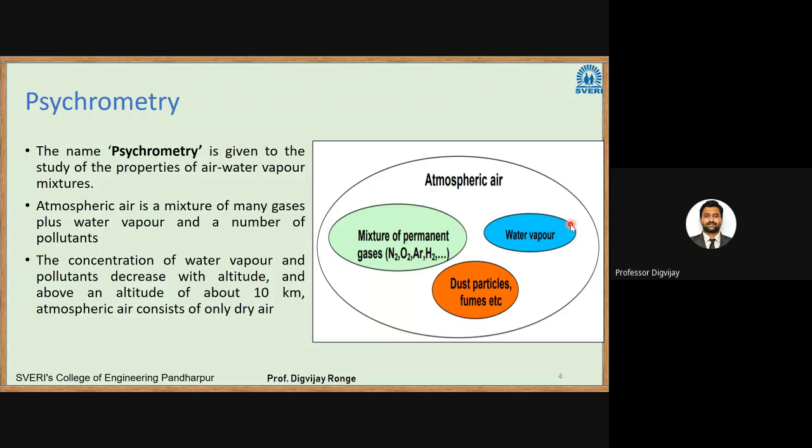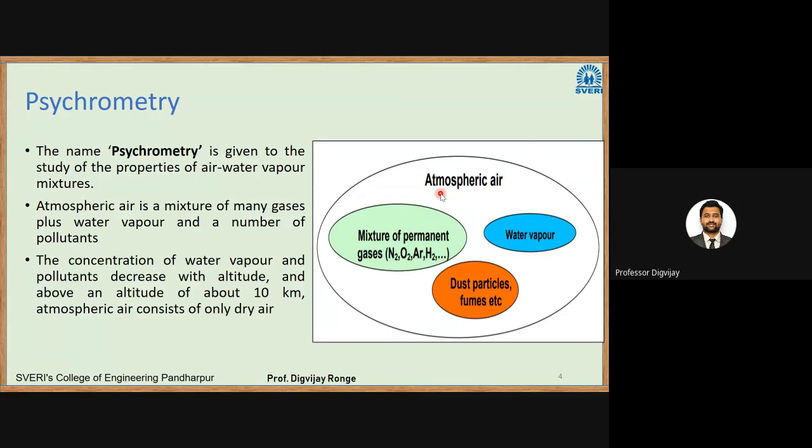This water is evaporated from seas, oceans, and rivers, and it is collected in the atmospheric air. When I say a mixture of permanent gases and water vapor, if I mix these together, this will be called moist air. Then we have dust particles, fumes, and soot particles coming out of exhaust pipes, which I also account for in this category. All this mixture of these three things is what we call atmospheric air.